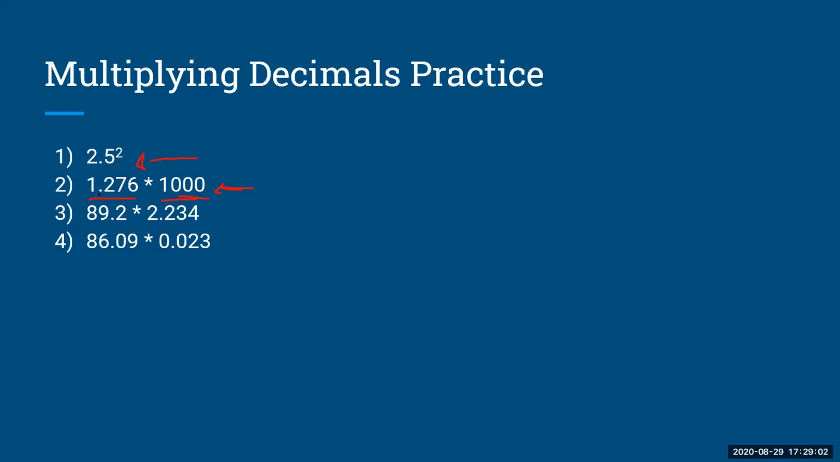Okay, so for number 2, you guys know the trick. If you're multiplying by 10, 100, 1,000, 10,000, 100,000, you just move the decimal point to the right based on how many zeros there are. You don't have to multiply anything out. Same thing goes for dividing. So if you had 1,276 divided by 1,000, you move it to the left when you divide based on how many zeros there are. So this would be 1.276.